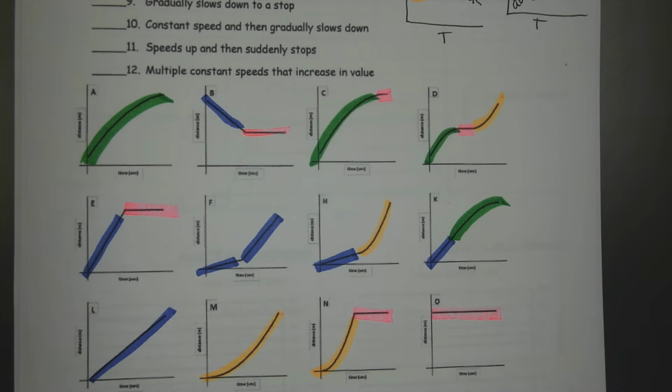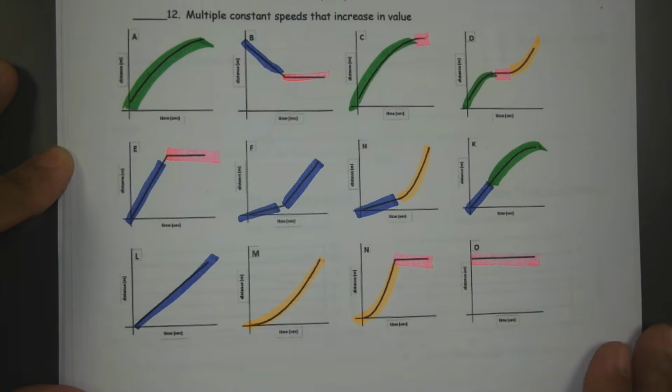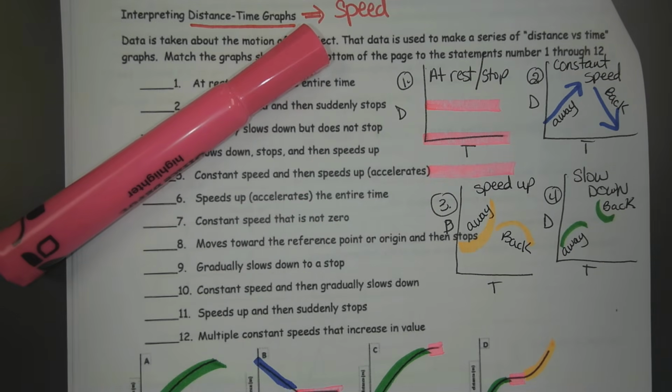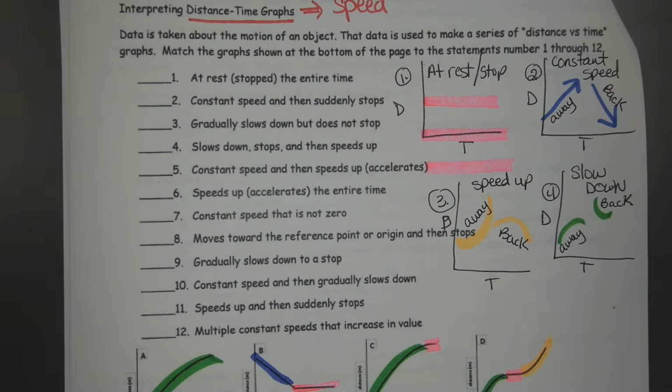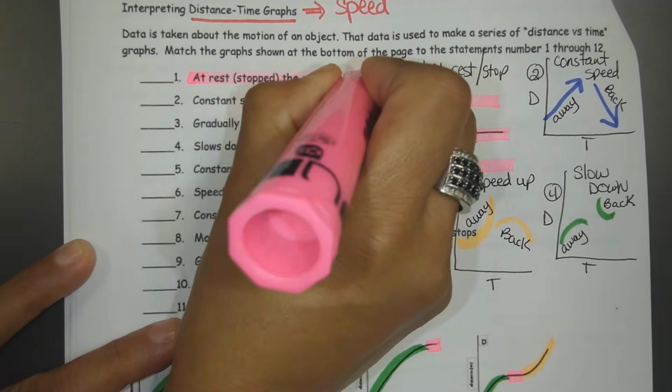All right, the next step. Now that we've got this color-coded, we're going to go back to the top of the words. And at the top of the words, we're going to start with pink. Oops, here you go. We got all that. We're going to start with pink. And remember, it's going to be at rest. And so anytime we read the words stop or at rest, we're going to color it pink. Let's do that. Number 1, at rest the entire time.